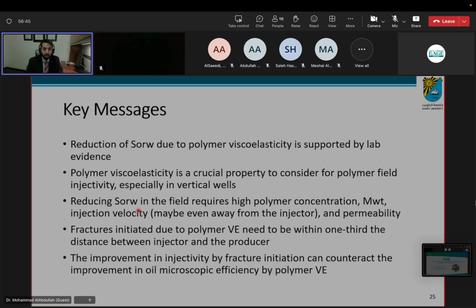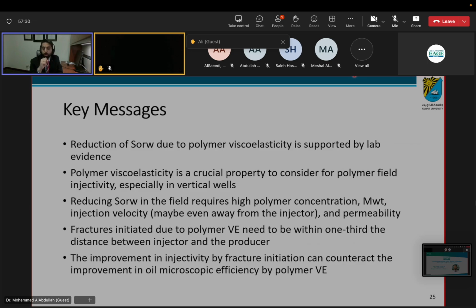Okay. So my key messages in here: reduction of SORW due to polymer viscoelasticity is supported by lab evidence. There is a lot of lab work that has been done there. But the question is, is it really going to be transferred to the field or not? Polymer viscoelasticity is a crucial property to consider for polymer field injectivity, especially in vertical wells. Reducing SORW, residual oil saturation to water, in the field requires high polymer concentration, high molecular weights, high injection velocity, maybe even away from the injector. You need a lot of velocities and high permeability.